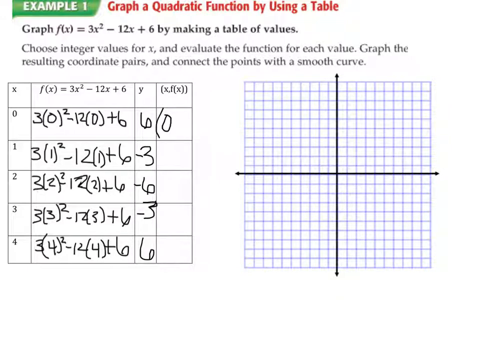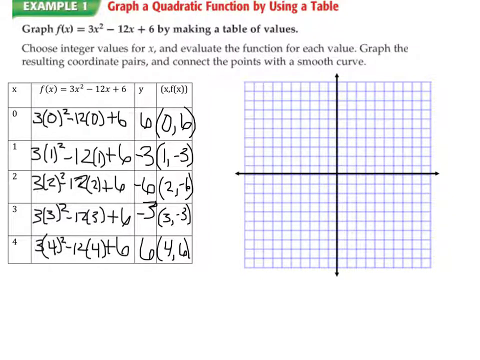And so when I go to write my points, I'm going to write my x value, which in this case was 0, and then the y value that I got, which was 6. So 0, 6 is the point that I'm going to plot. In the second one, I'm going to plot 1, negative 3. In the third one, I'm going to plot 2, negative 6. In the next one, I'm going to plot 3, negative 3. And in the last one, my point is going to be 4, 6.